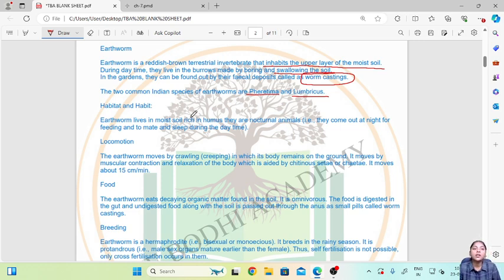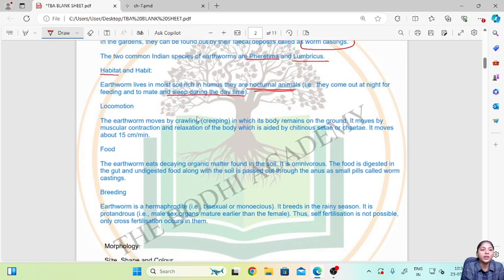Now let us study about the habit and habitat of these earthworms. So earthworms live in moist soils which are rich in humus, and they are nocturnal animals, meaning they come out at night for feeding and to mate, and sleep during the day. So the earthworms carry out all their activities at night time, and during the day they will be sleeping.